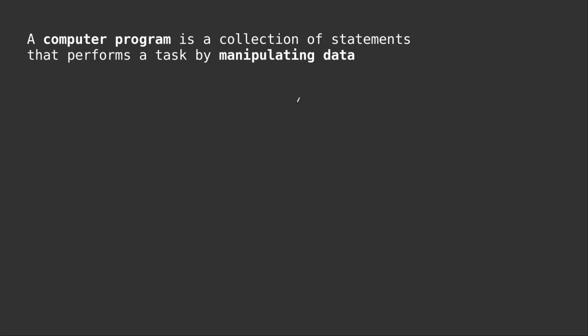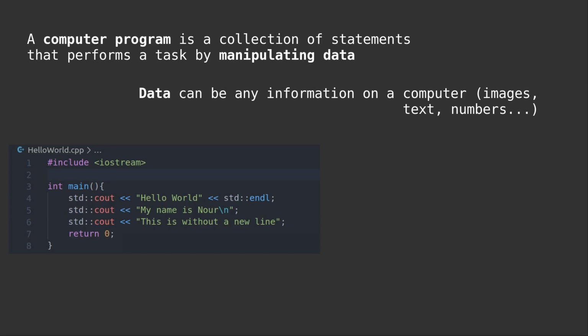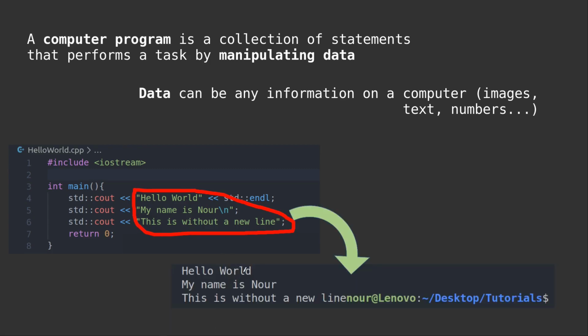In a previous lesson, we introduced a computer program as a collection of statements that performs some kind of task by manipulating data to produce a desired outcome. Data can be mainly any information on our computer, such as images, text, numbers. Considering our previous example, the Hello World example, we manipulated our data here in a way to print them out to our console.